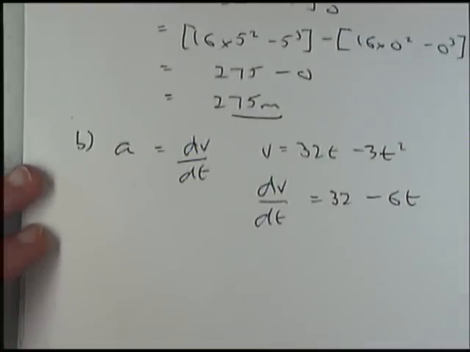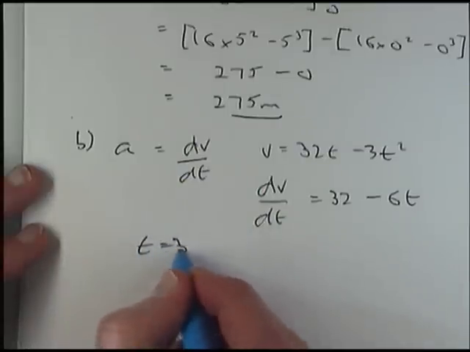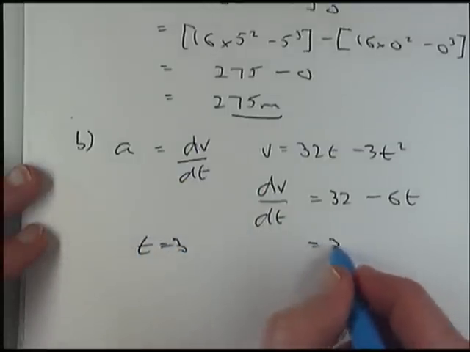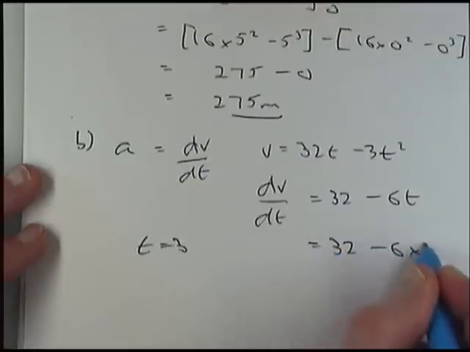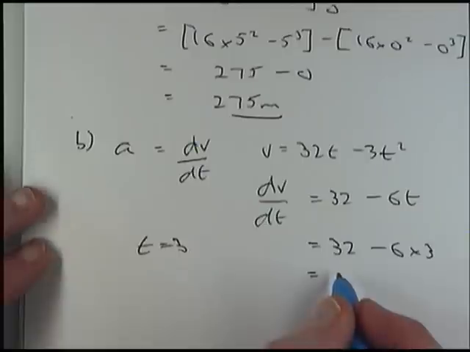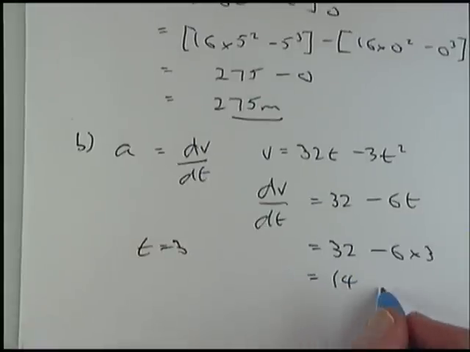We have to do this when t is equal to 3. So when t is equal to 3, this will be 32 take away 6 lots of 3, 32 take away 18, which is 14 metres per second squared.